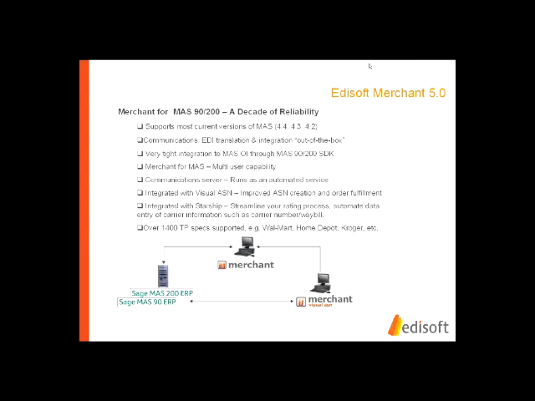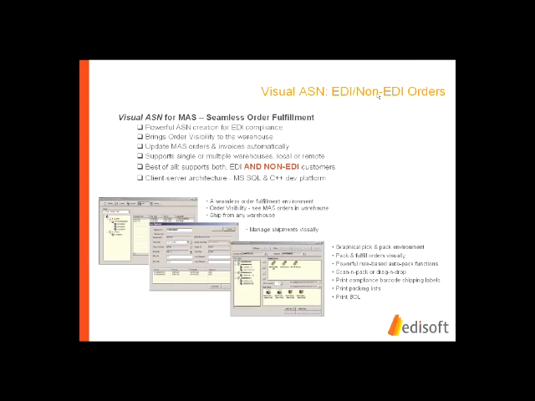In addition to describing the Merchant product, I'm going to take a moment to describe Visual ASN, which is another module specifically designed to support the ASN 856 requirement. The Visual ASN module itself is a powerful ASN creation for EDI compliance. Brings order visibility to the warehouse. It also will update mass orders and invoices automatically.